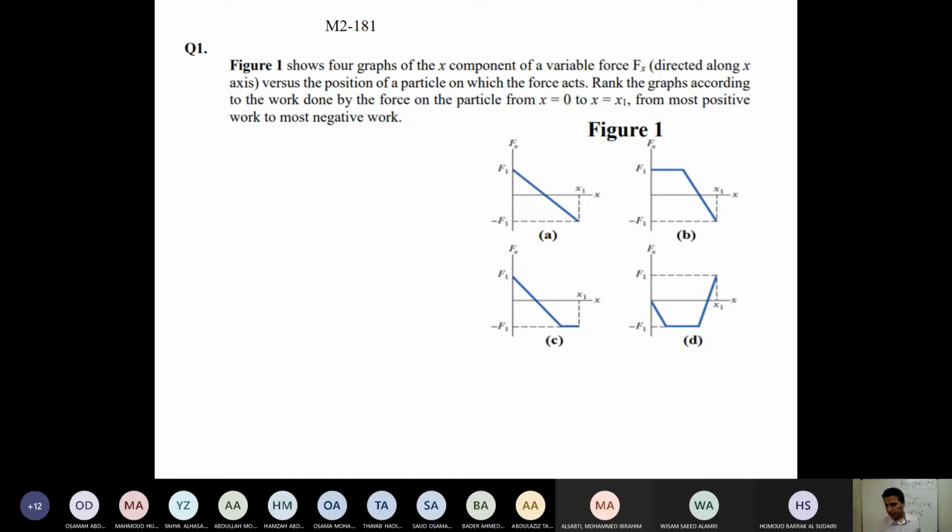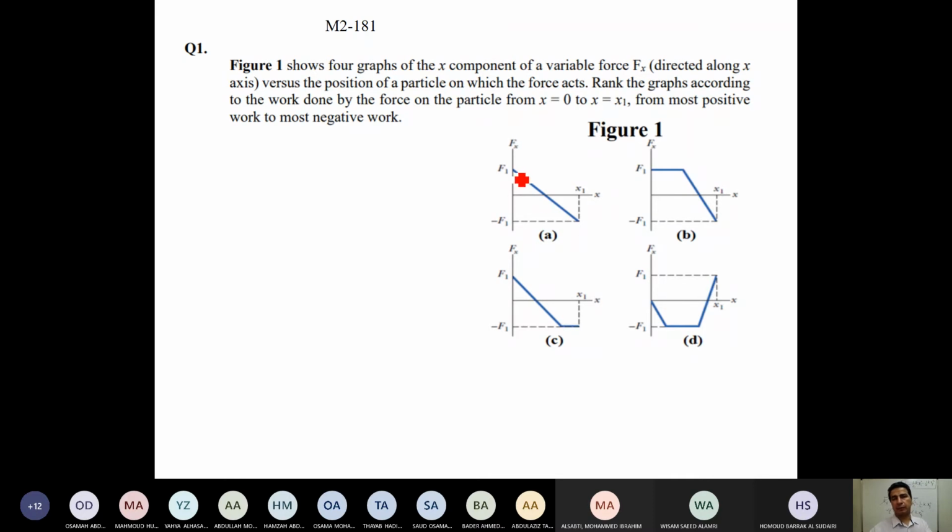For example, this is one of the problems that appeared in major 181. I'm asking you guys. It shows four diagrams, and in the four diagrams, the x-axis is the displacement and the y-axis is the force. You need to rank them from most positive work to the most negative work. So sometimes the students get a little bit confused about what could be the positive work in terms of the diagram. So look at this diagram.